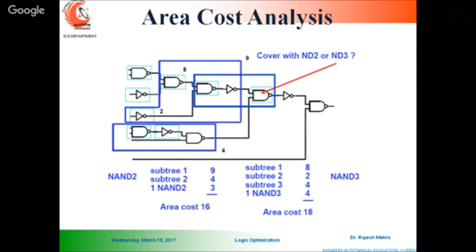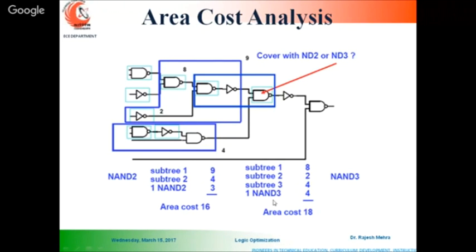9 plus NAND gate 3, 12, and plus 4 from below. 9, 4, and 3, that is the area cost, it is 16. Now I'm finding out some options. Let us say if we use this subtree up to here, right?